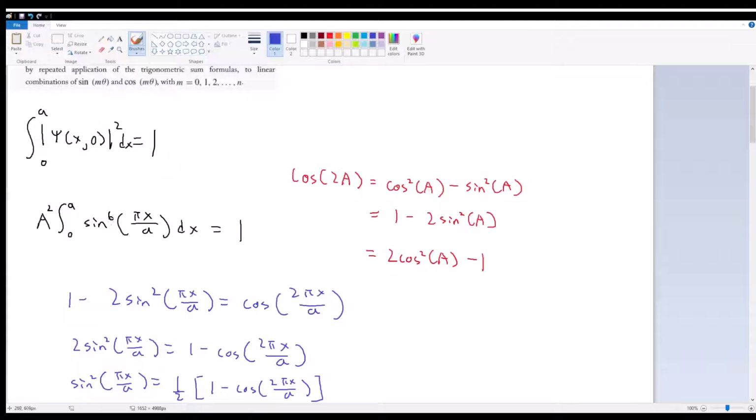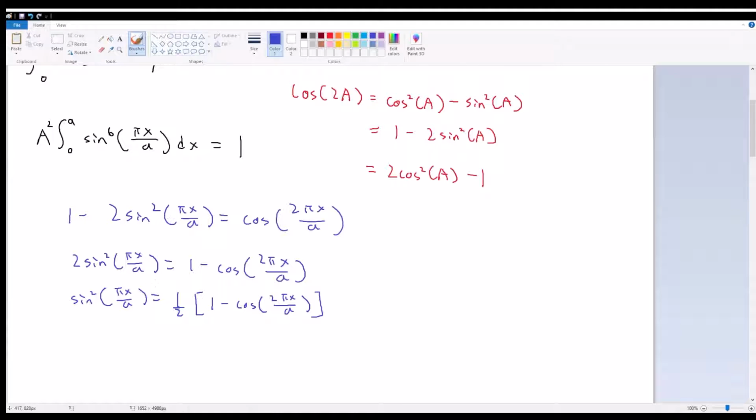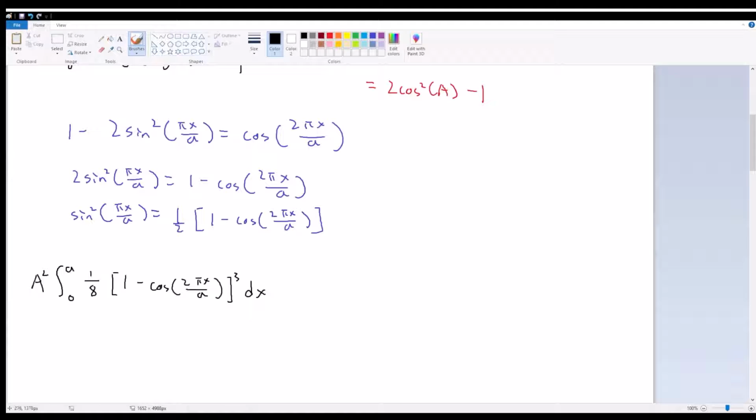What we have here is sine to the power of 6. That's just sine squared, cubed. So I just cube both sides of this, and I get this new integral: A squared times the integral from 0 to a of sine squared cubed, which is going to be 1/2 cubed, which is 1/8, times 1 minus cosine 2 pi x over a, cubed, dx. From here, I can just evaluate this out fully. Let's start by evaluating the squared version.